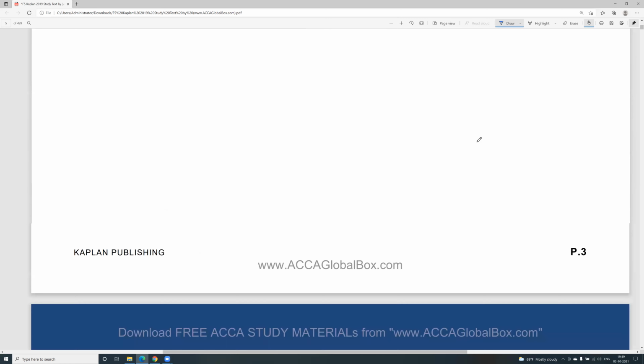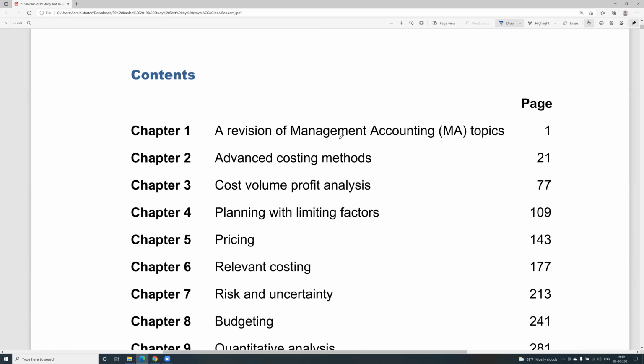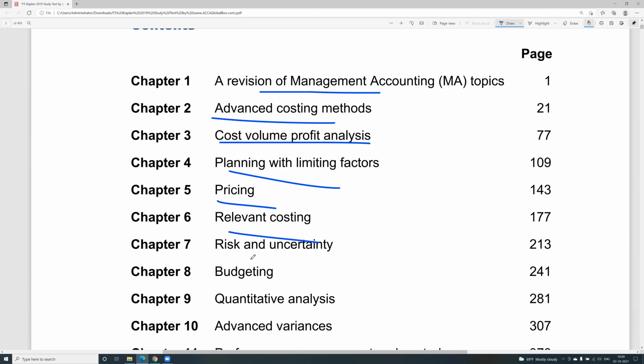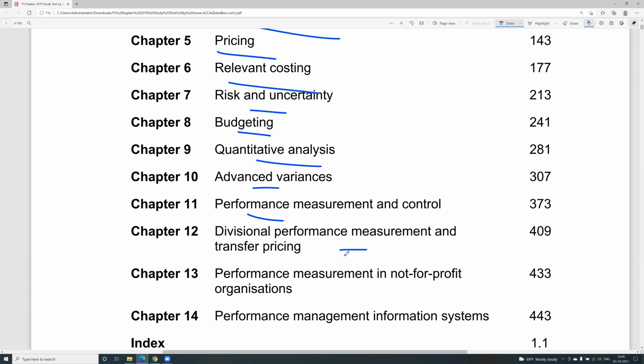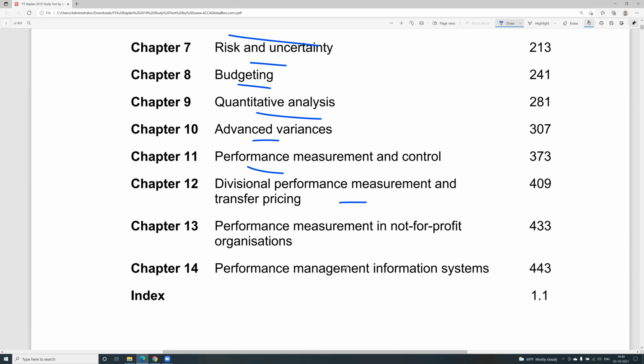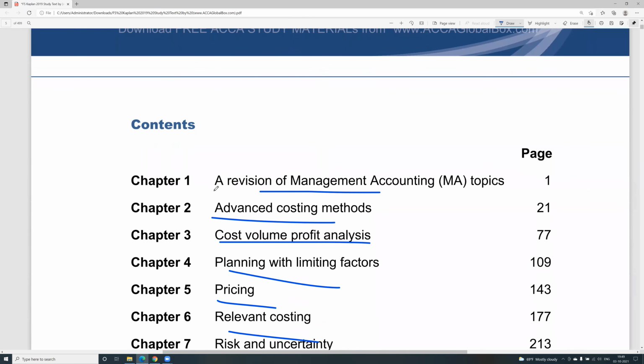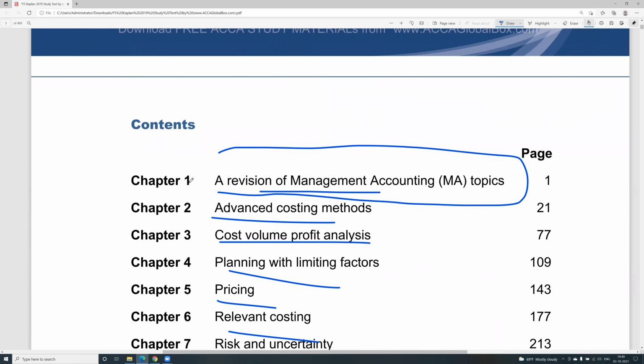If I have to show you the syllabus content, you can see here a revision of management accounting. Once we are done with this, it jumps directly towards advanced costing methods, then CVP analysis, then planning, pricing, relevant costing, risk and uncertainty, budgeting, quantitative analytics, advanced variances, almost up to end performance, divisional performance. So what I want you to do is have a grip over this particular topic. This is going to be used every time.